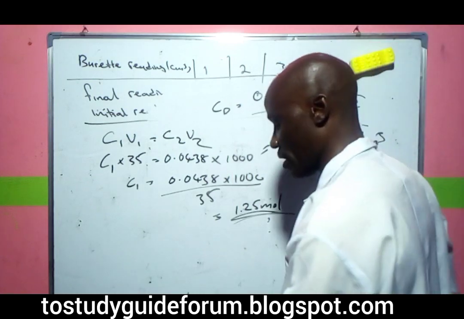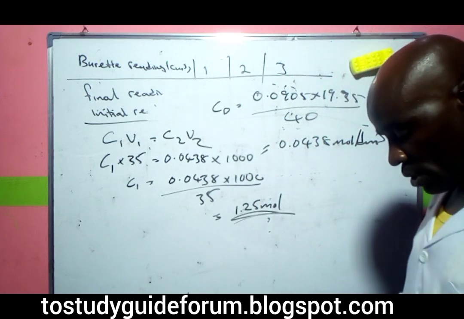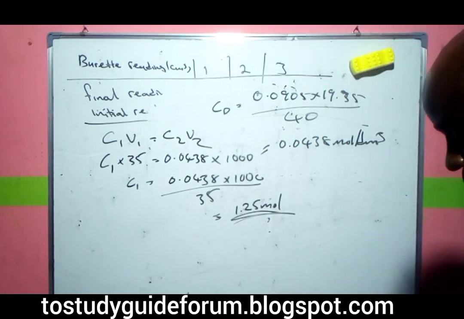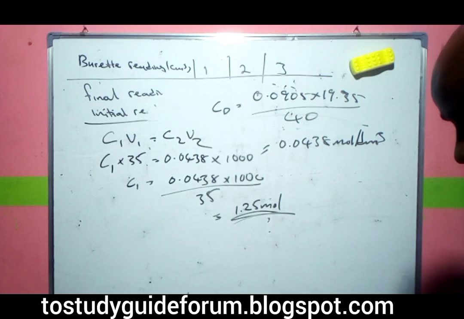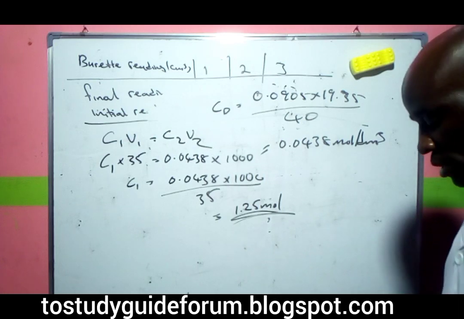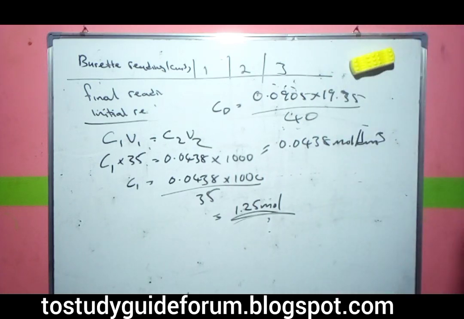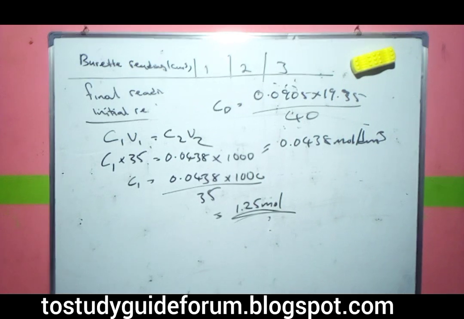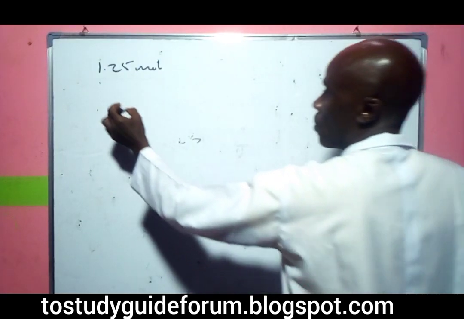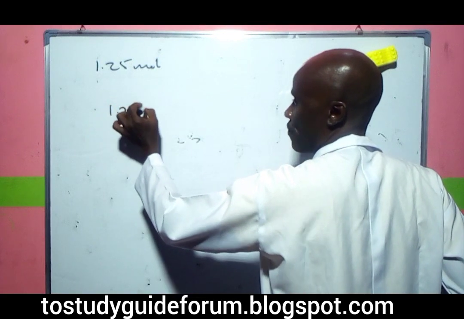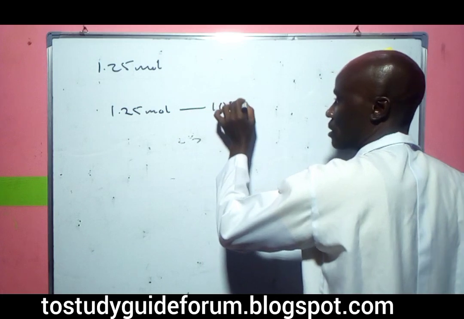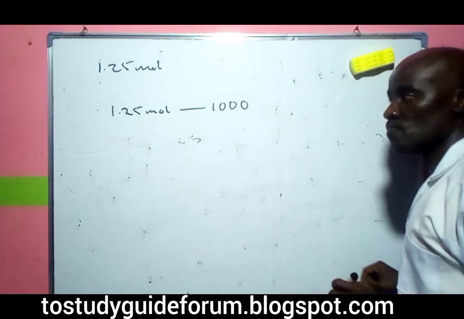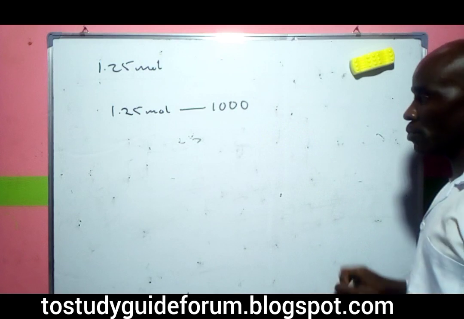The next question we have there is, let's look at the next question. Question number 3 says that the volume of the saturated solution that should be evaporated to yield 25 grams of sodium trioxocarbonate. That's the next thing we are going to be solving now. Now we know that 1.25 mole of the saturated solution is what is contained in 1000 cm cube.